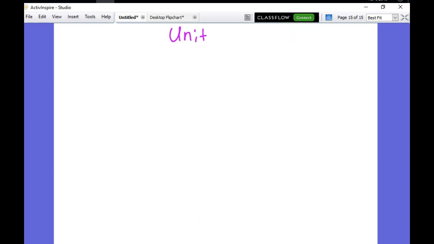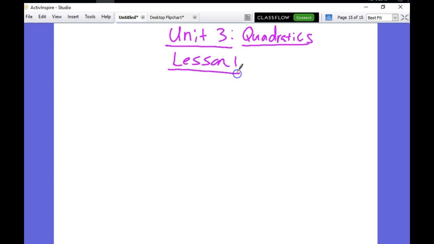So we're in Unit 3, guys. Unit 3 is going to be all about quadratics. And in fact, Unit 4 will be about quadratics also. This is lesson 1. Lesson 1 is all about graphing quadratics.